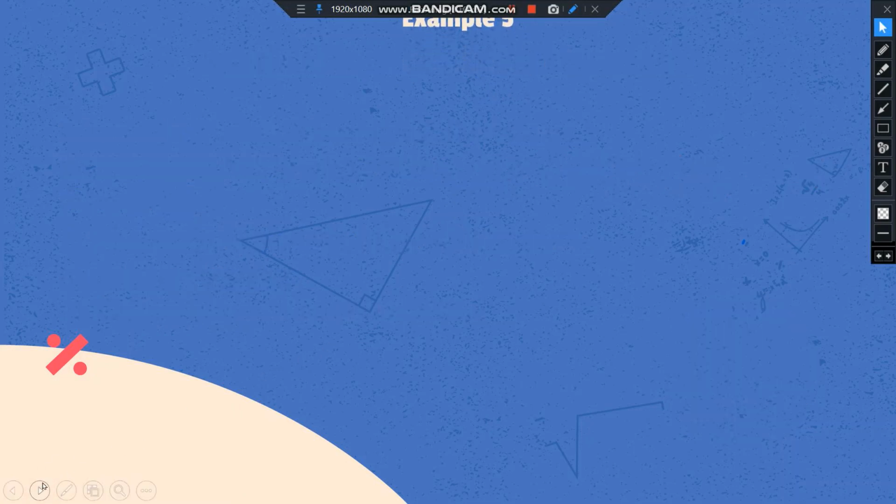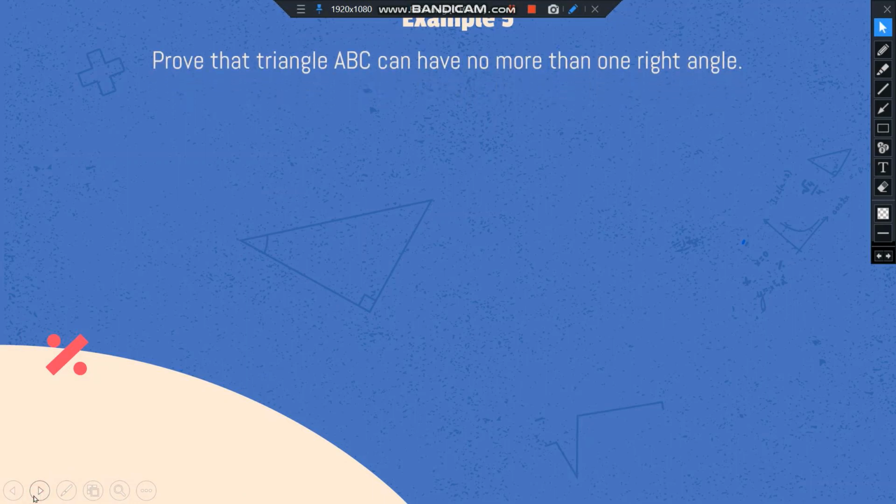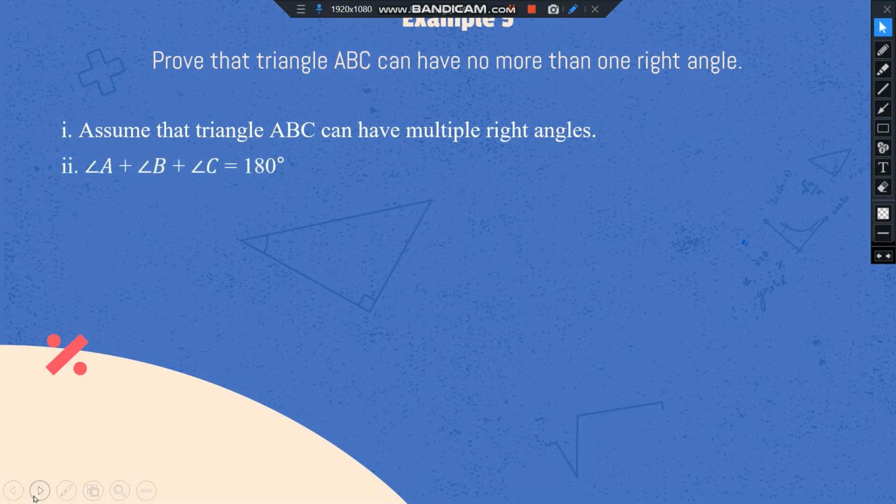So this is our last question, and it's quite a simple one. Prove that triangle ABC, meaning any triangle, can have no more than one right angle. So again, we assume the opposite. Assume that triangle ABC can have multiple right angles.